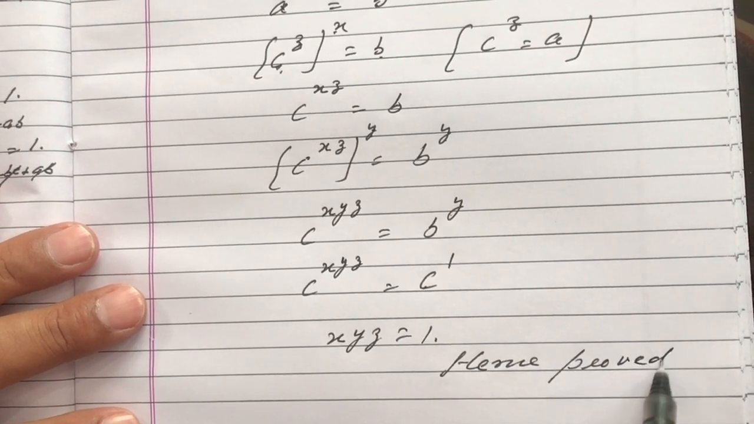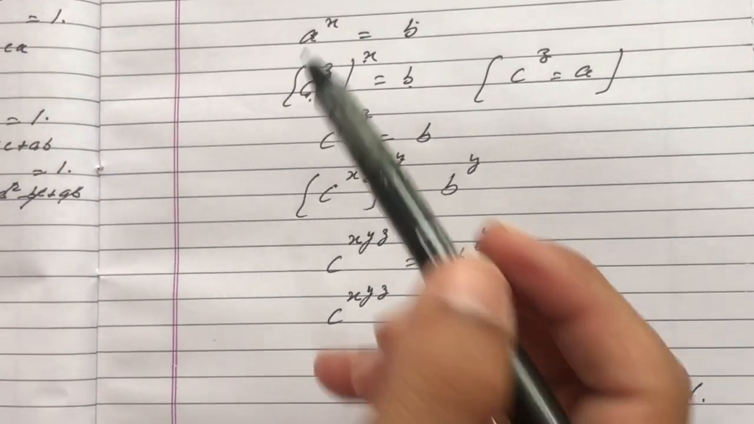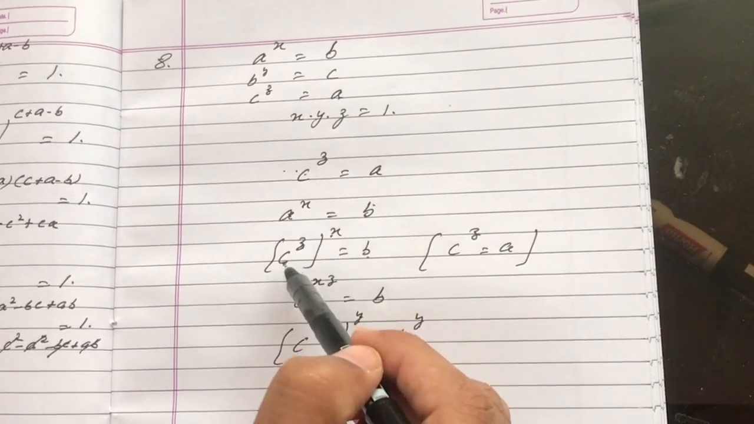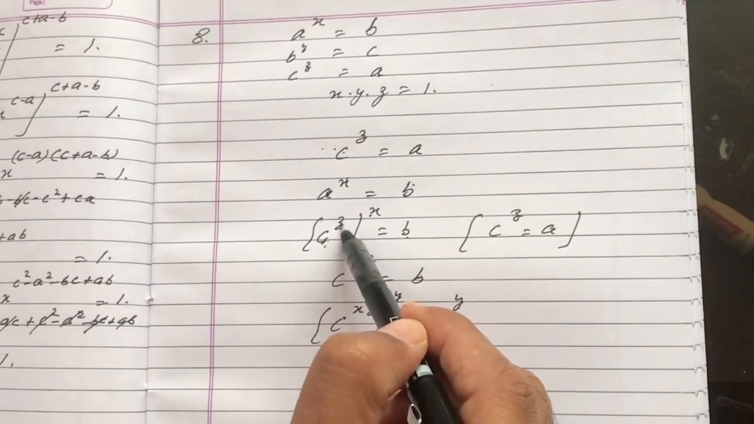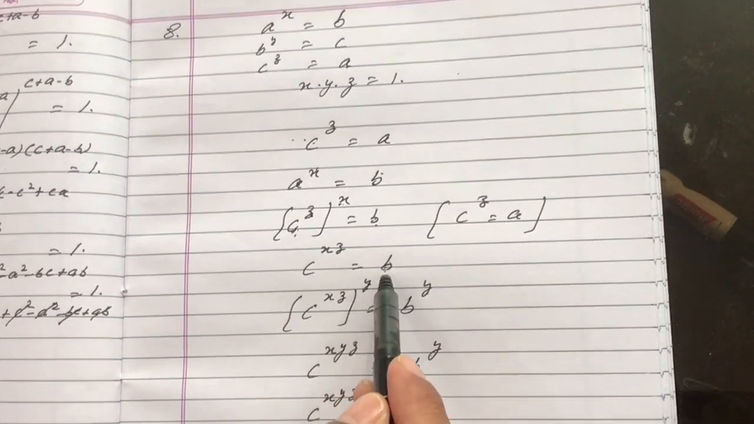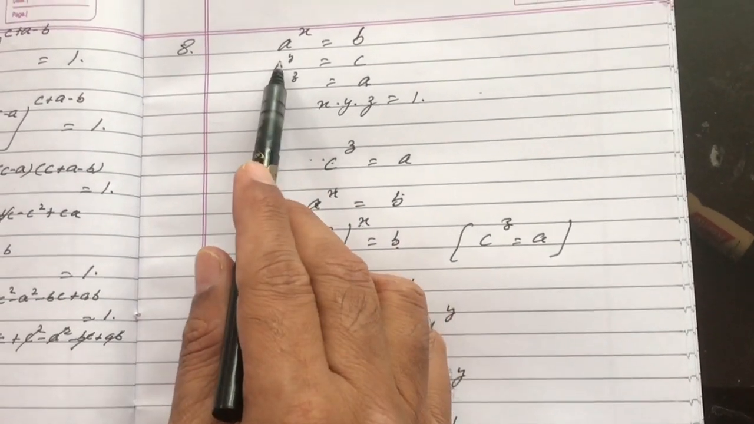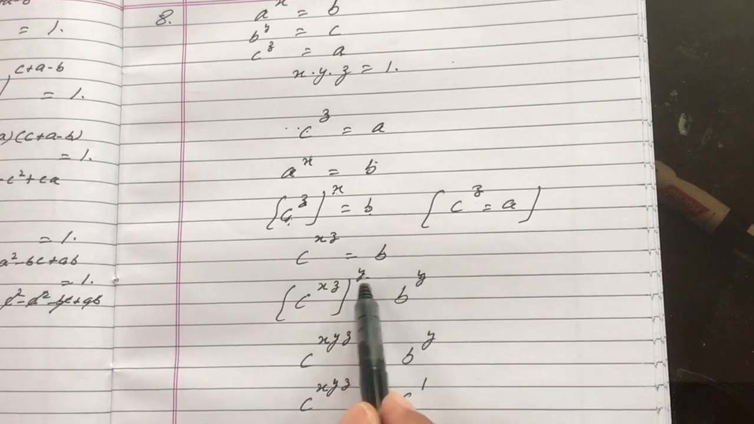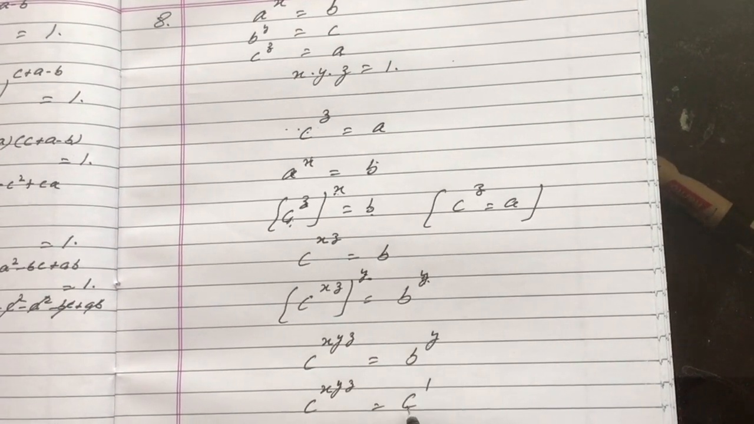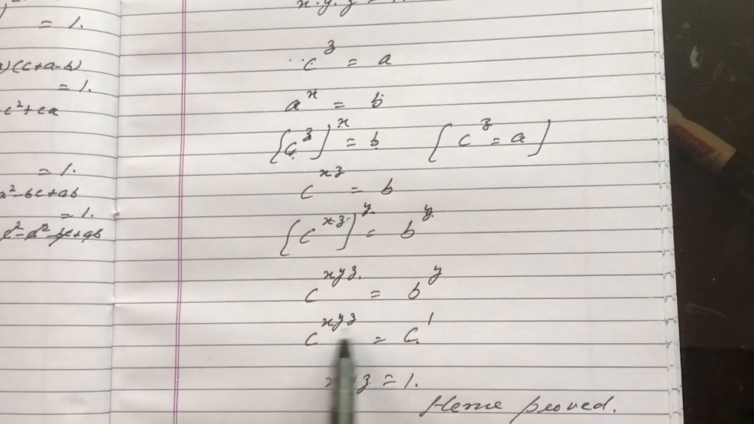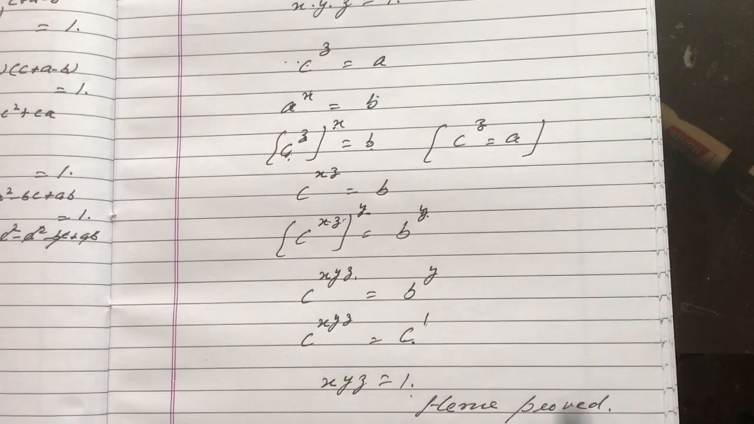You should know what to put where. C raised to power z is A. Now A raised to power x is B. In place of A I can write C raised to power z raised to power x is B. That means C raised to power xz is B. Now I need B raised to power y, so I take power y on both sides. So B raised to power y is C. Then it becomes xyz. Xyz is equal to 1, and hence proved.